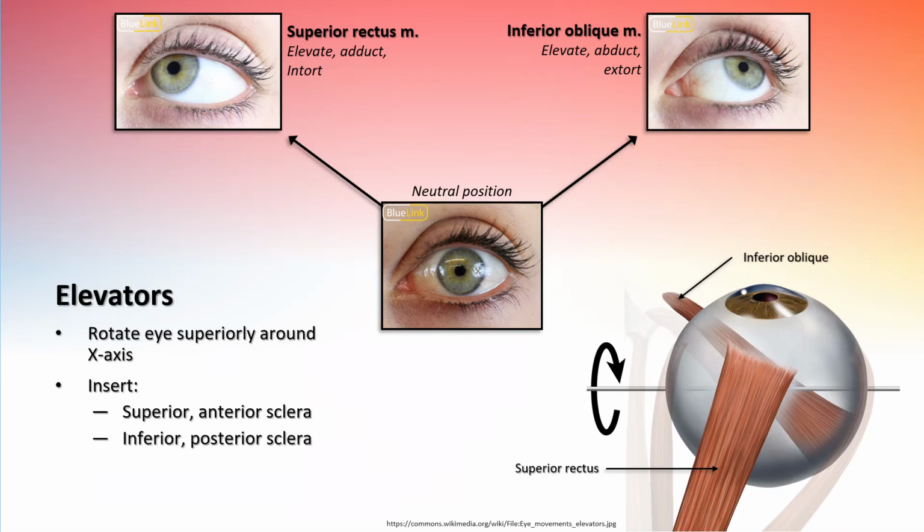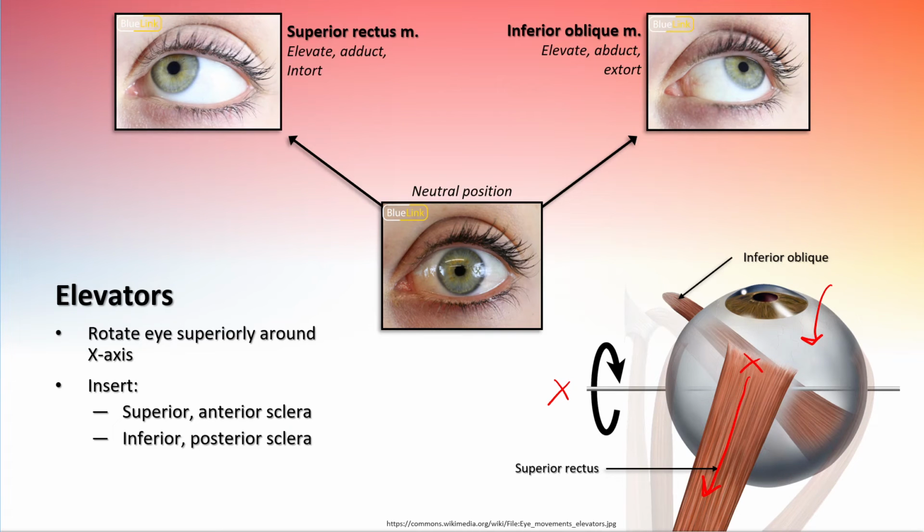The reason for this has to do with where these muscles insert on the eye relative to that x-axis. So here's our x-axis along this line, and let's take a look. Superior rectus inserts anterior to that x-axis. Therefore, when it shortens while it fires, it's going to pull back this way, and it's going to end up elevating the pupil that way.